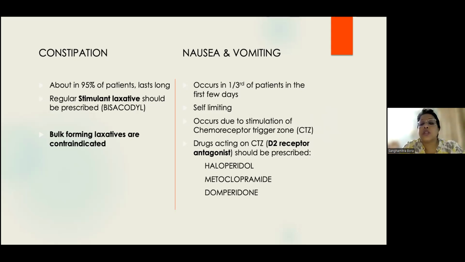Nausea and vomiting occurs in one third of our patients in the first few days. It's generally self-limiting. But having said this, we have to use drugs that act on the chemoreceptor trigger zone, because the nausea and vomiting occurs generally due to the stimulation of CTZ. We need to use D2 receptor antagonists, and haloperidol is an excellent drug, and we rampantly use haloperidol for our patients. Others are, if you do not have haloperidol, then definitely metoclopramide and domperidone.